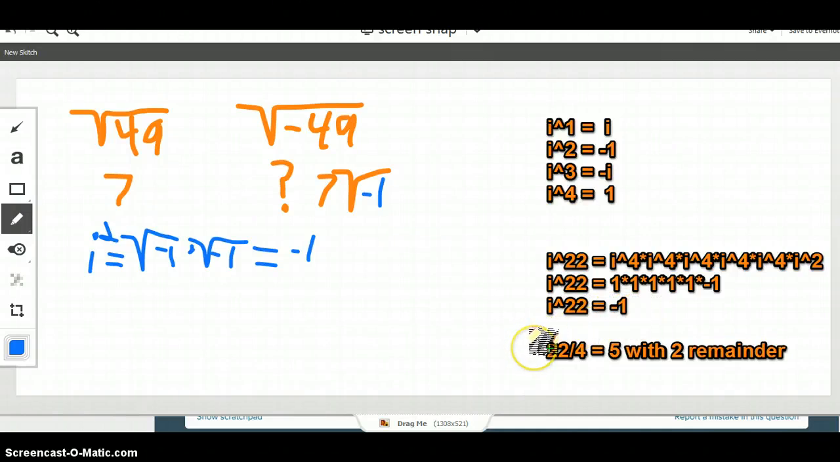An easy way to do this is just 22 divided by 4. When you do that, you have 5, because 4 goes into 20 5 times with 2 remainder. So count your remainders, and that's your answer, however many are left over afterwards. So in this case, it's negative 1.